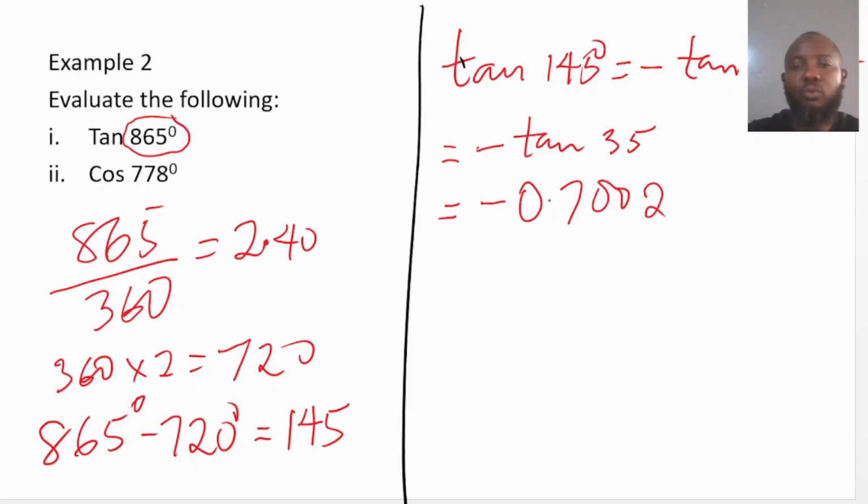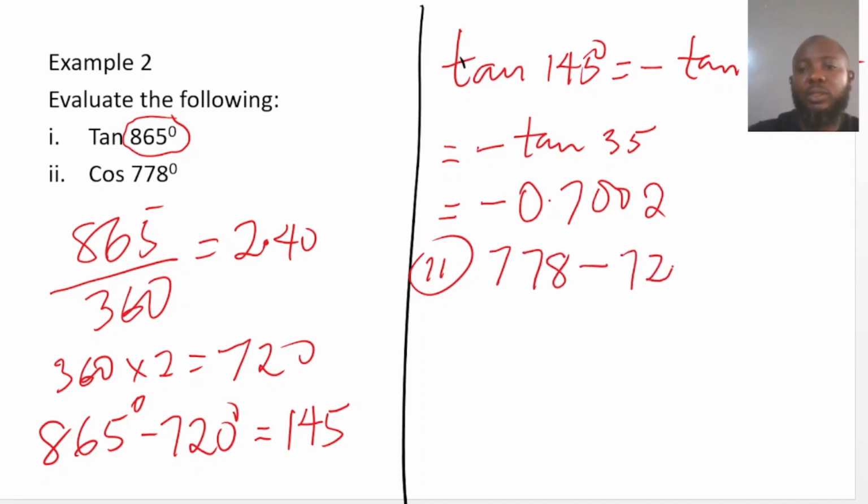So for the second one, the same thing will be done as well. We're going to find cos 778. So 778 is more than 360. So we're going to find out 778, that is 720 as well. So for number 2, that will be 720, it's going to be 2 as well. 778 minus 720, that's going to give us 58 degrees.